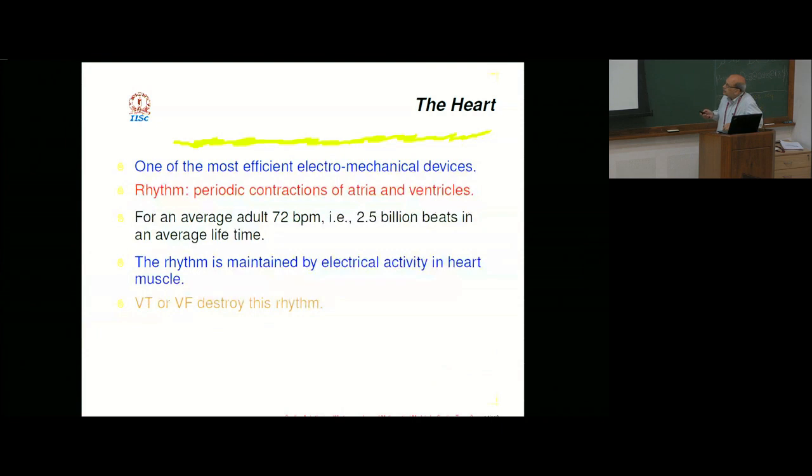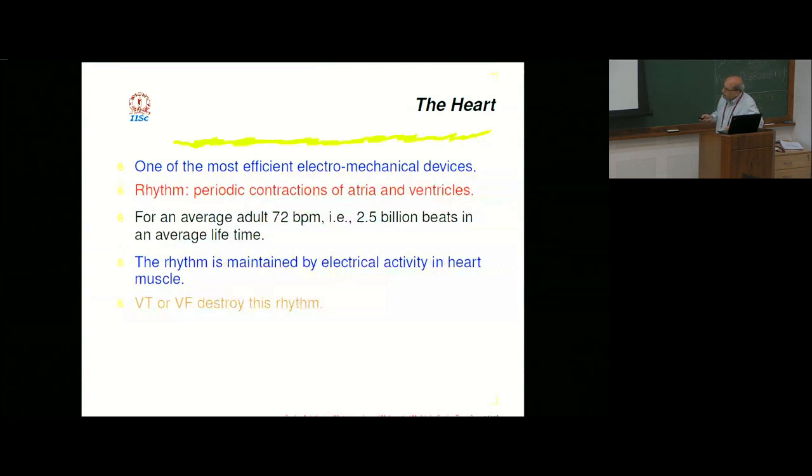And this should work well, because as you know, the mammalian heart is one of the most efficient electromechanical devices. In humans, there is an average of 72 beats per minute for an average adult, about 2.5 billion beats in an average lifetime. That's really impressive. And this rhythm is maintained by the electrical activity of the heart, in particular the sinoatrial node.